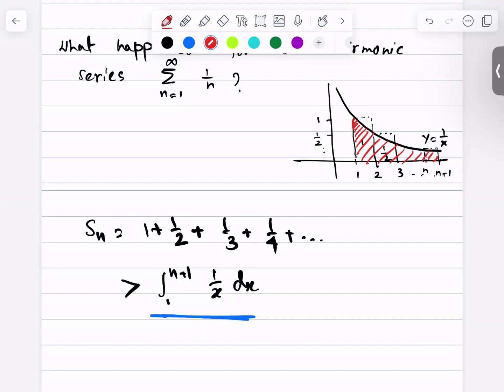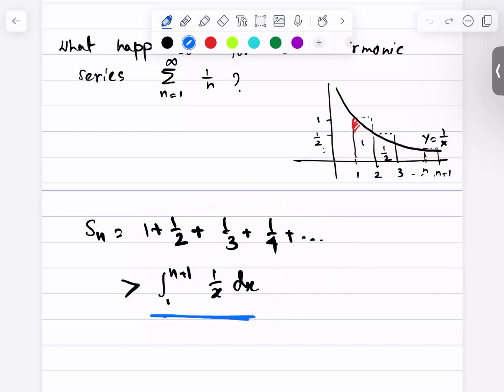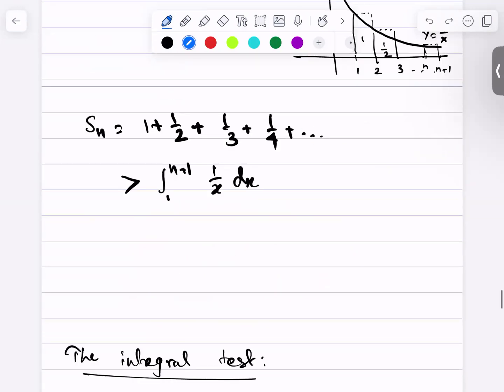And obviously this sum is having these extra pieces, the area of these extra pieces. So obviously, the second quantity is smaller, right? This quantity is smaller than the sum. Okay, cool. I hope things are understandable.